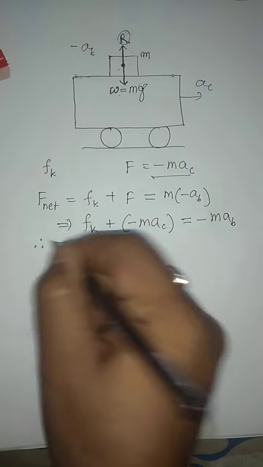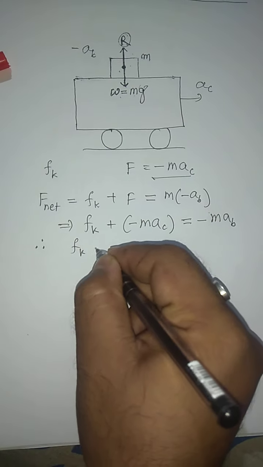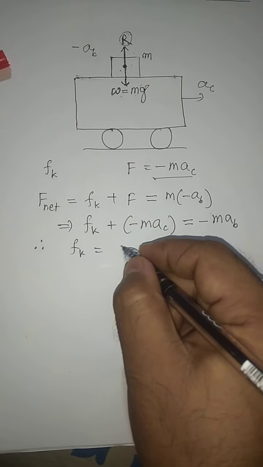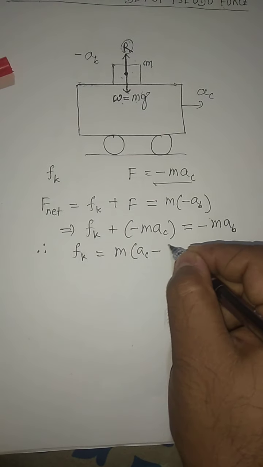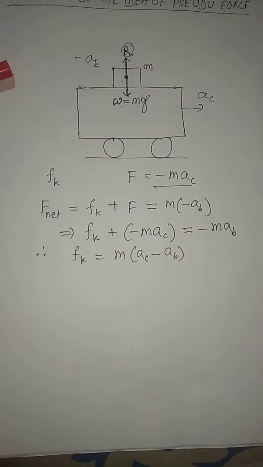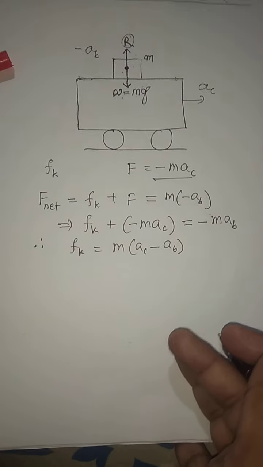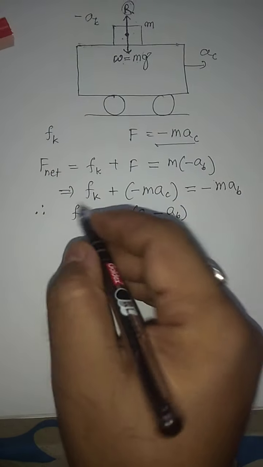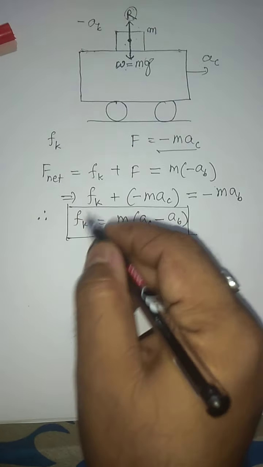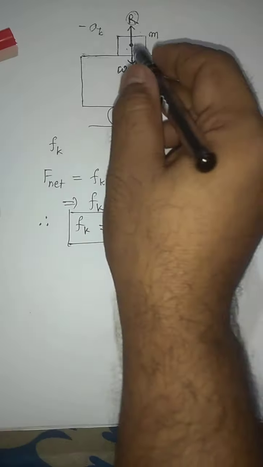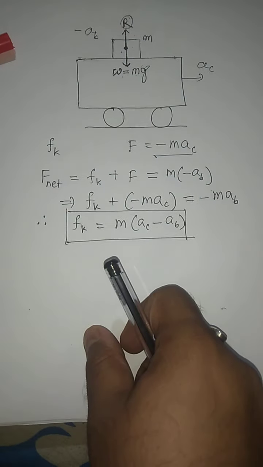Finally, we get the expression Fk is equal to m (AC minus AB). Here is the expression for this force of kinetic friction exerted on this block.